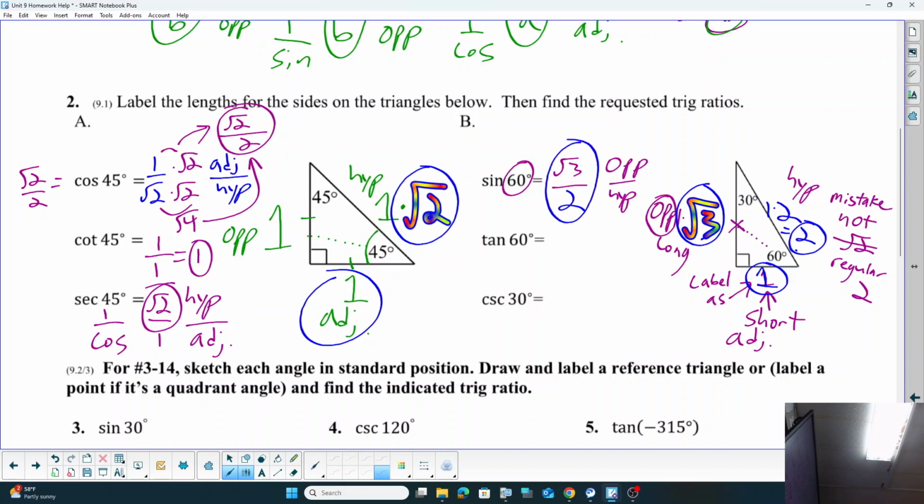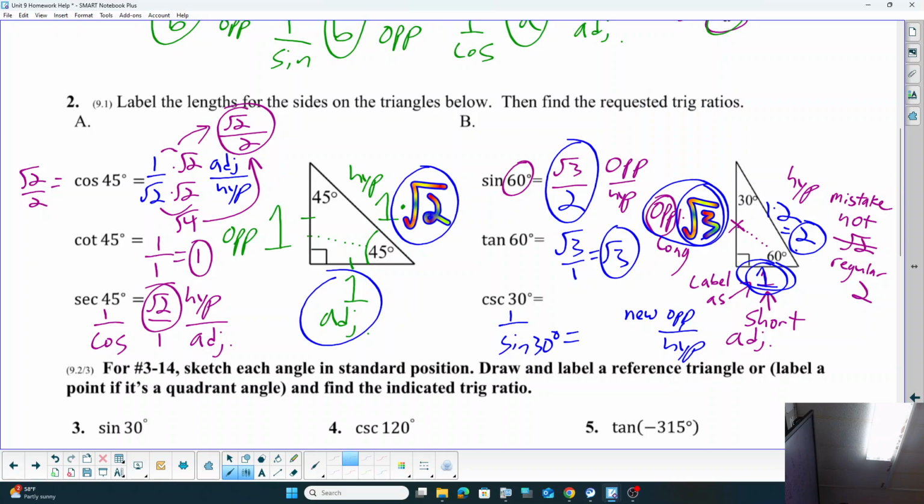Nice. Tangent of 60 degrees is opposite over adjacent. So that's radical 3 over 1, which is just radical 3. And then cosecant of 30 degrees now is 1 over sine of 30 degrees. That's going to change it. That's going to be a new opposite over hypotenuse.